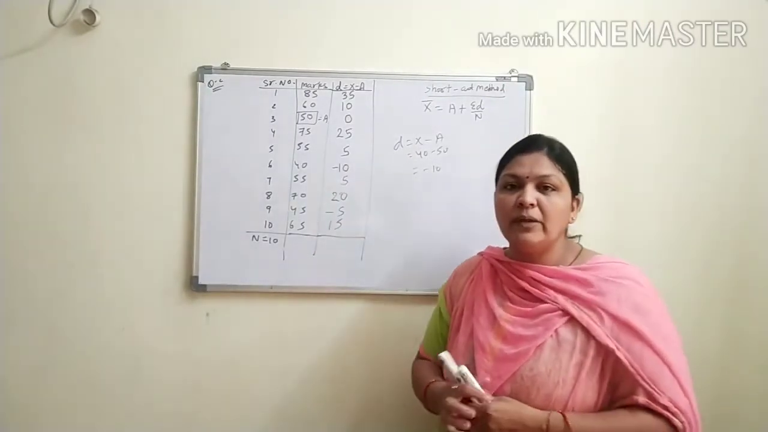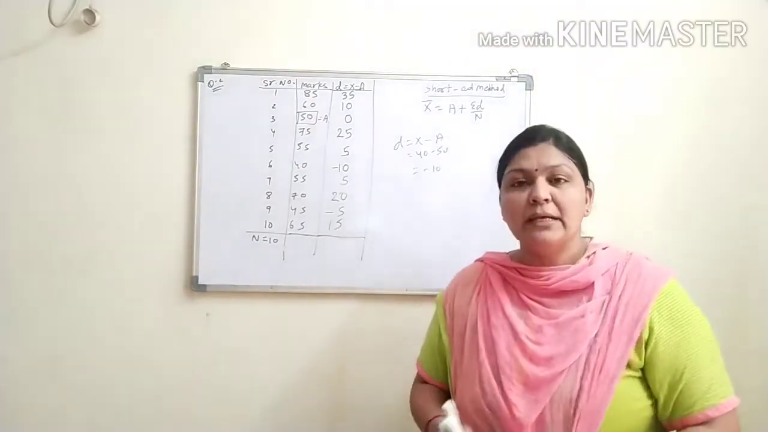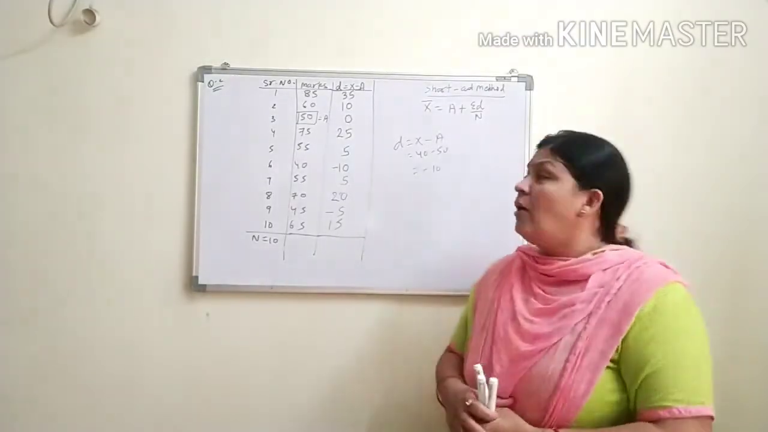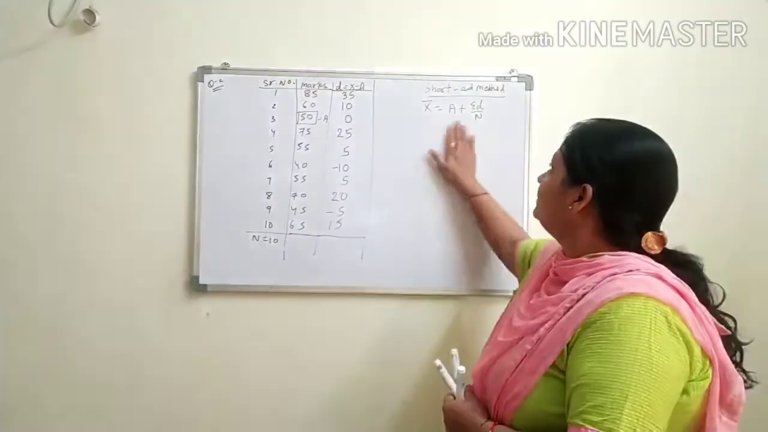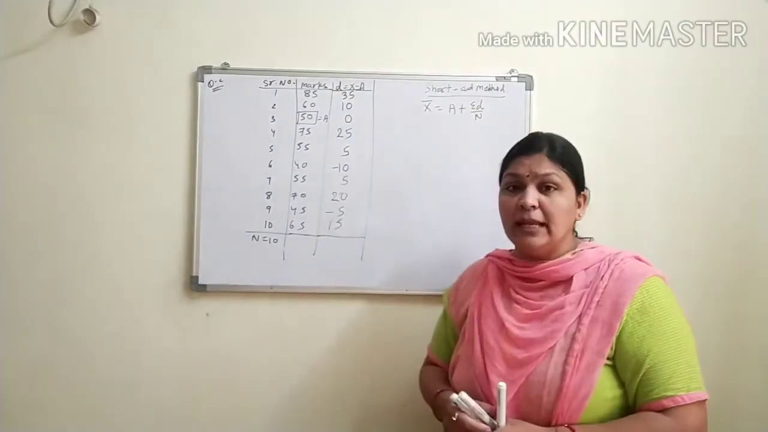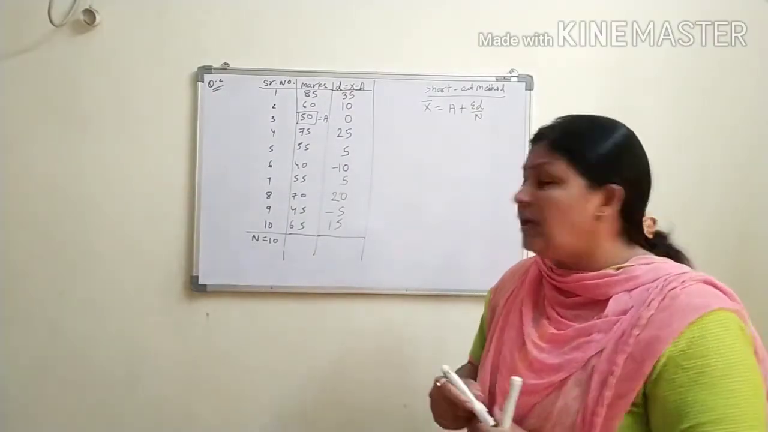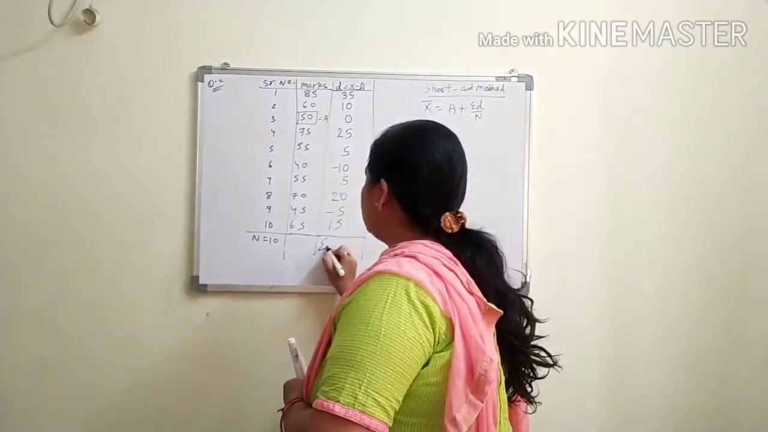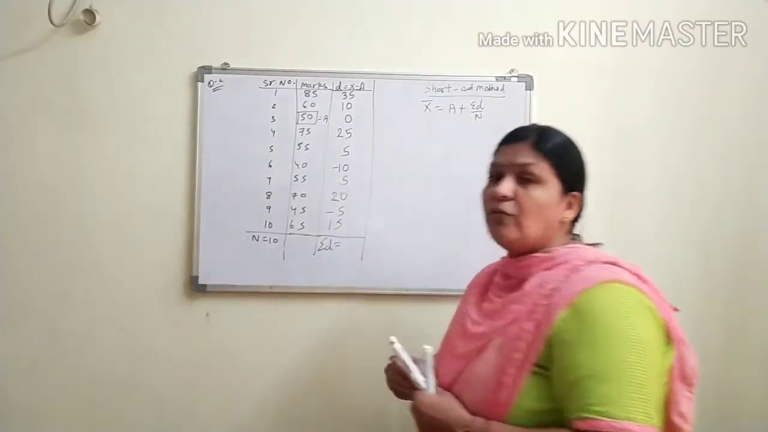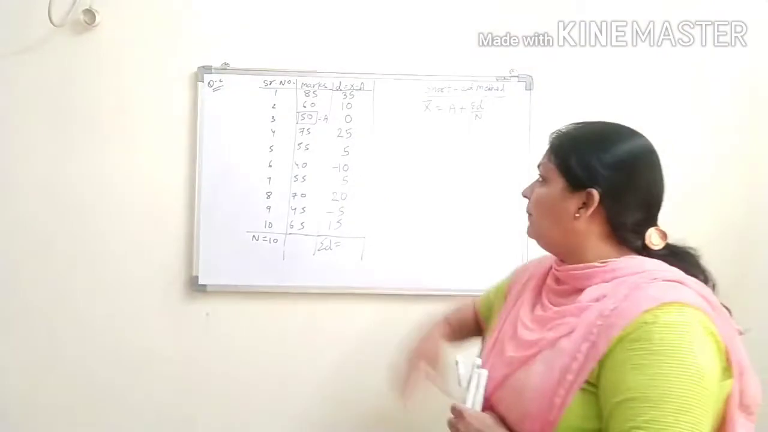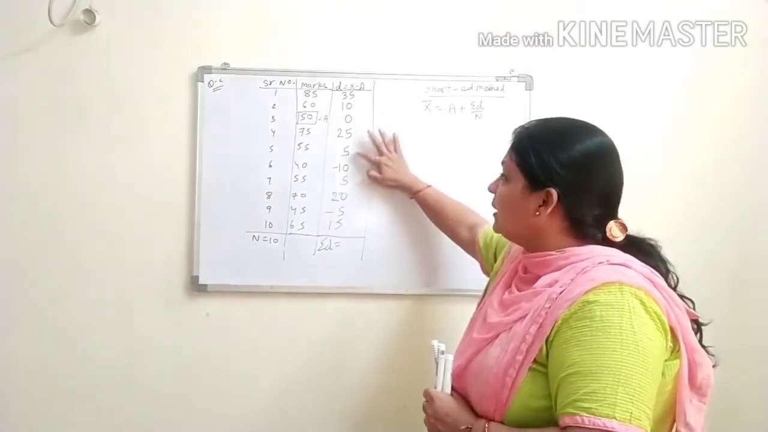What is the formula of d? d equals x minus a. So you find out the d. What do you want in the formula? Sum of the d. So you need the sum of the d. So what is the easy method of this? First, the total of the plus signs.